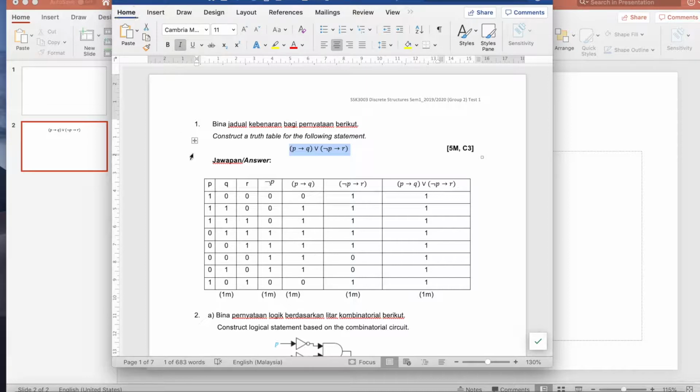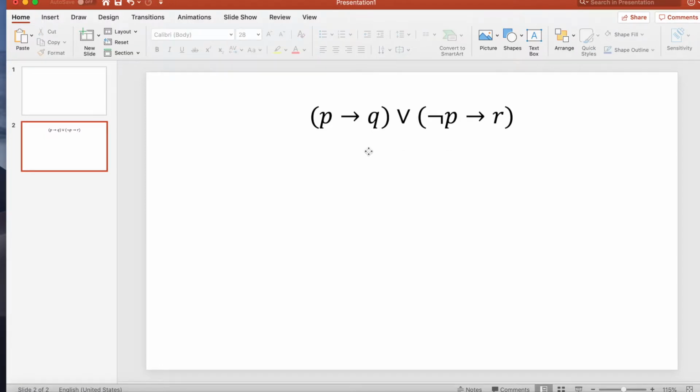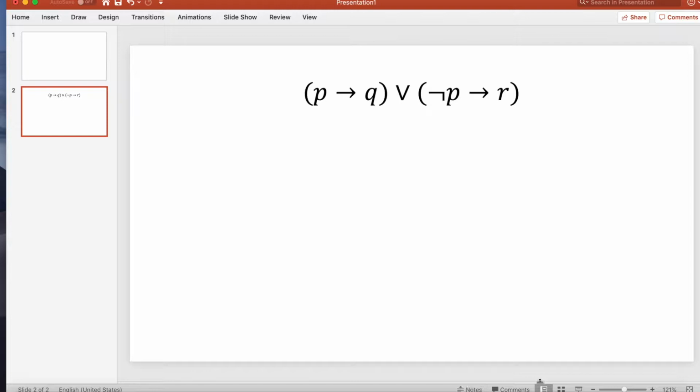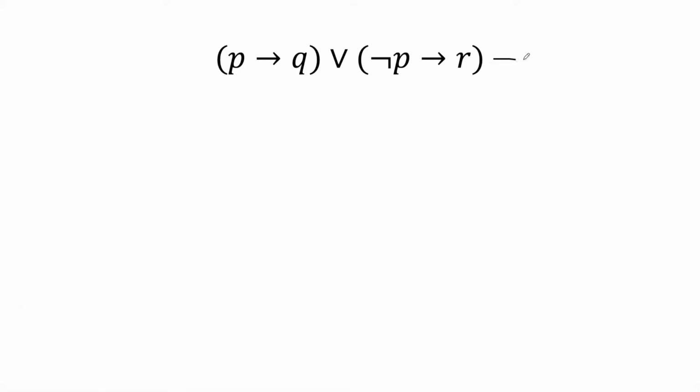In order to know how many rows to construct for the truth table, you have to use this formula: 2 to the power of n, and the n here is the number of variables.